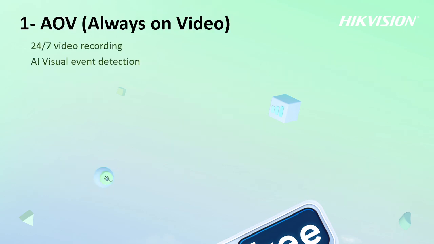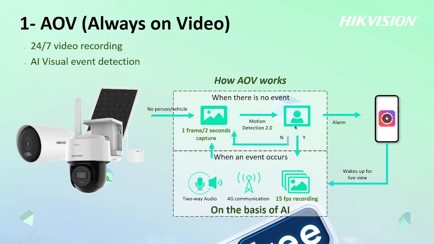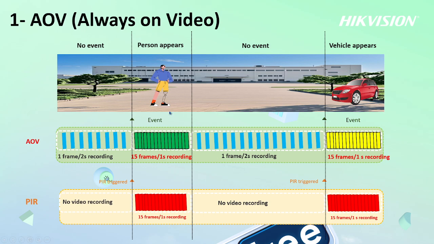Then AOV technology. So we're looking at playing with the frame rate. When there's no person or vehicle, we just record one slide, one picture like that. Then when we have maybe a human or a vehicle detected, we now record 15 frames per second. Now that becomes a video. Then when an event occurs, we can trigger two-way audio. Because we are on 4G, even from my phone, on HIK Connect, I can directly trigger audio and talk to the person on site.